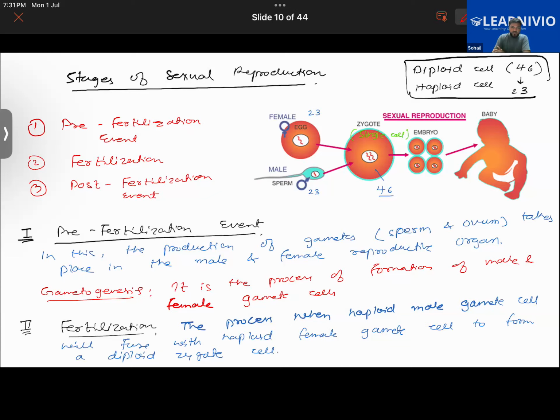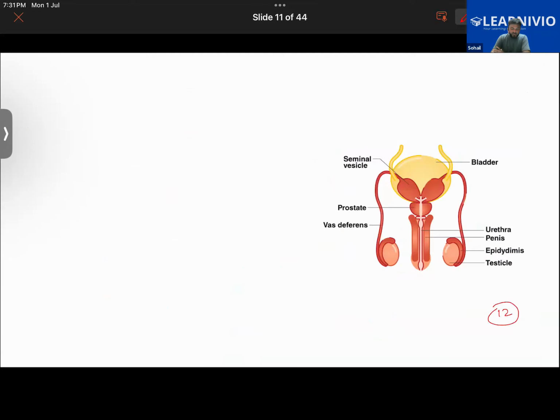I'm giving all of you one task: if you have your NCERT textbook, memorize the important terminologies, the names of the different parts of the male reproductive system. Now, this is basically the bladder. This part is called a seminal vesicle. Just try to identify the names of the parts. Later on, we'll be learning about their function in detail.